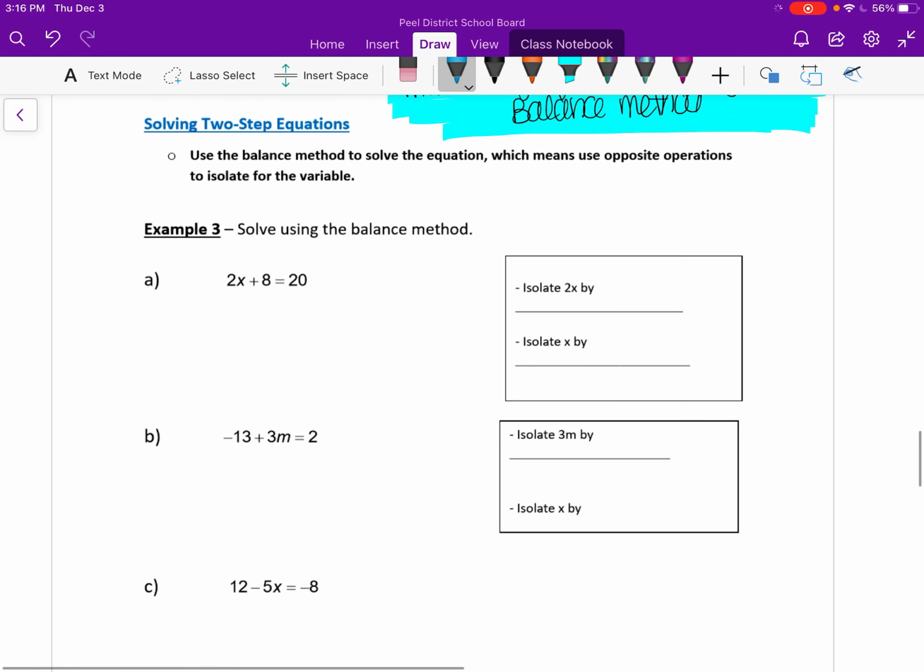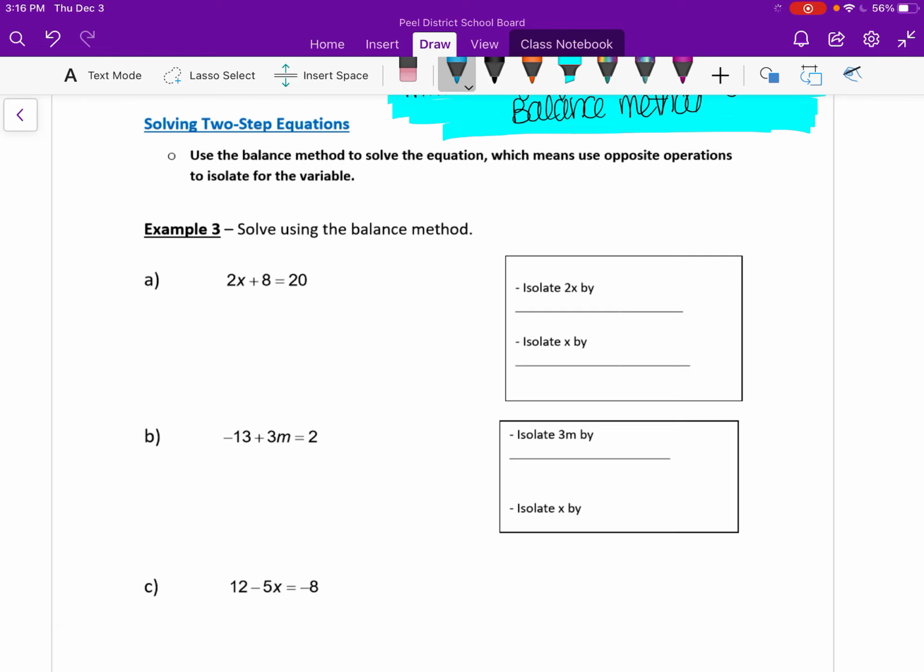Okay? So when we're going to solve two-step equations, it gets a little bit more complicated in that situation, right? So you have something like 2x plus 8 equals 20, right? The first thing you're going to want to do is get this 2x on its own. We want to deal with the addition and subtraction first in this situation because the division is actually more complicated. So first thing I'm going to do is get the 2x by itself.